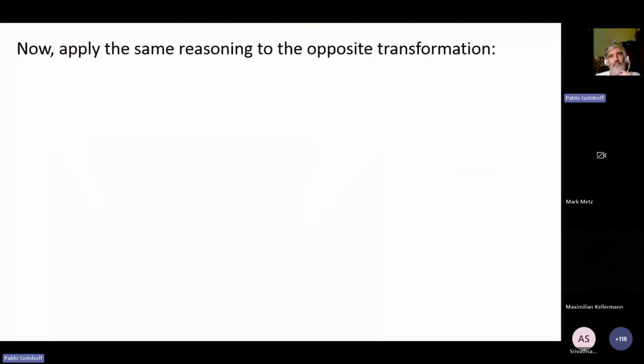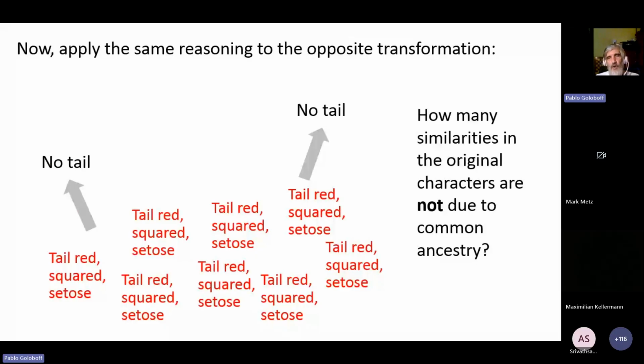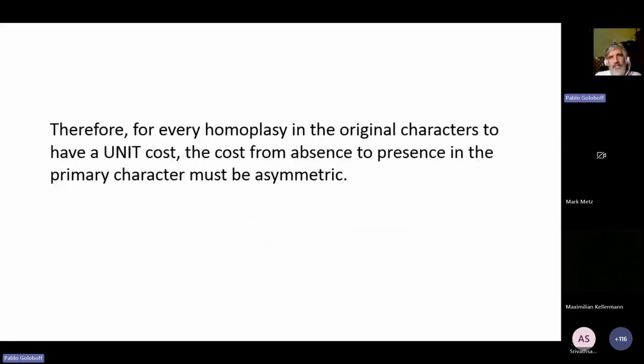Now, if you apply the same reasoning to the opposite transformation, you have a bunch of taxa, many taxa, which have a red, squared, and setose tail. And in 2 separate parts of the tree, you lose the tail. How many similarities in the original characters are not due to common ancestry? Clearly, just 1. Therefore, for every homoplasy in the original characters to have a unique cost, the cost from absence to presence in the primary character must be asymmetric, right?